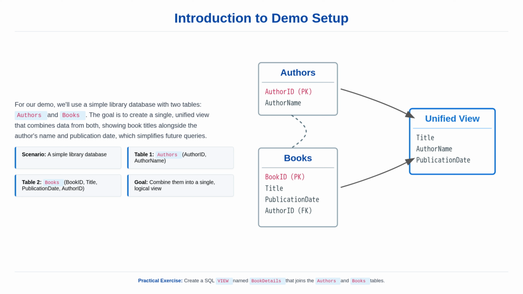For our demo, let's imagine we have two tables, authors and books. The authors table stores author ID and author name. The books table stores book ID, title, publication date, and a foreign key, author ID. Our goal is to create a unified view that shows the book's title, the author's name, and the publication date without having to write the join each time.